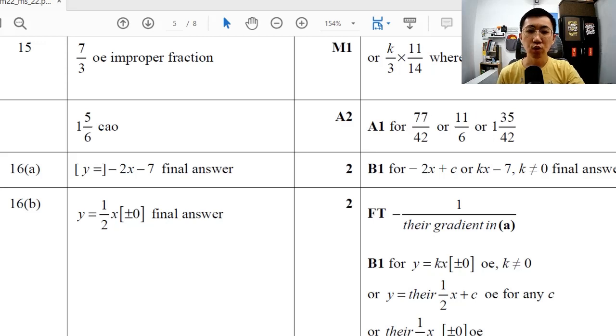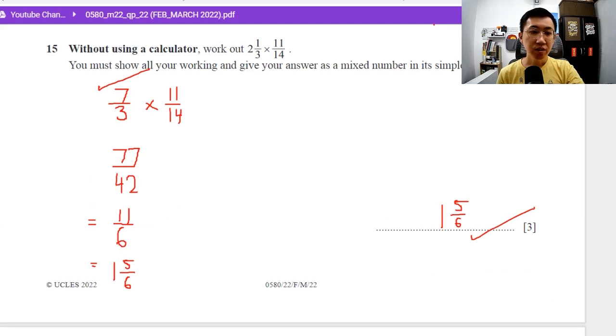Okay, so teacher did show my simplification over here, so we will get our second mark either here or here.